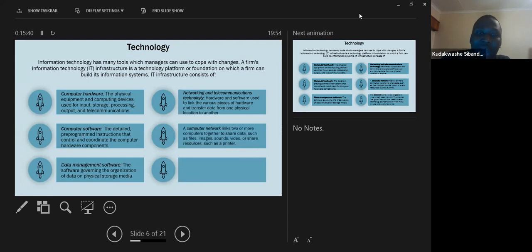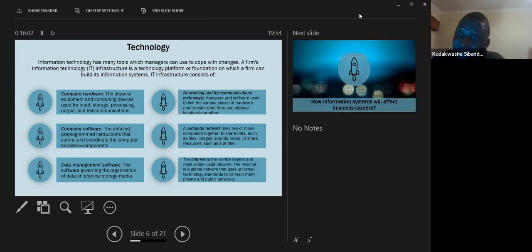So now when we're talking about networking, a computer network, we're talking about a link between two or more computers together to do what? To share data, to share files, images, sounds, video, and resources, right? A very good example of a computer network is the internet. Like you remember last time when I was telling you that the internet is a connection of computers all over the world. You remember when I was telling you that, right?